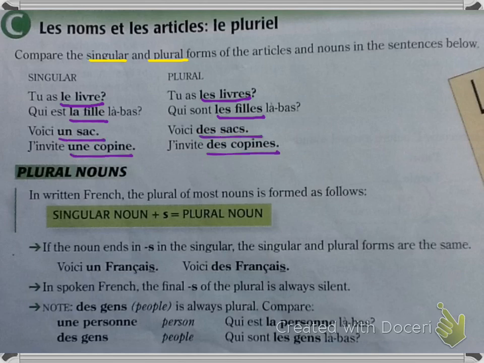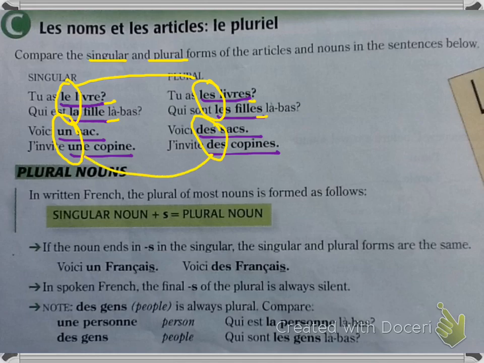Before we move on, one of the things you should notice is that le and la become les. And notice that we add an S to the nouns themselves. So the articles change and the nouns change a little bit. Same thing here, un and une become des, and sac and copine get an S.